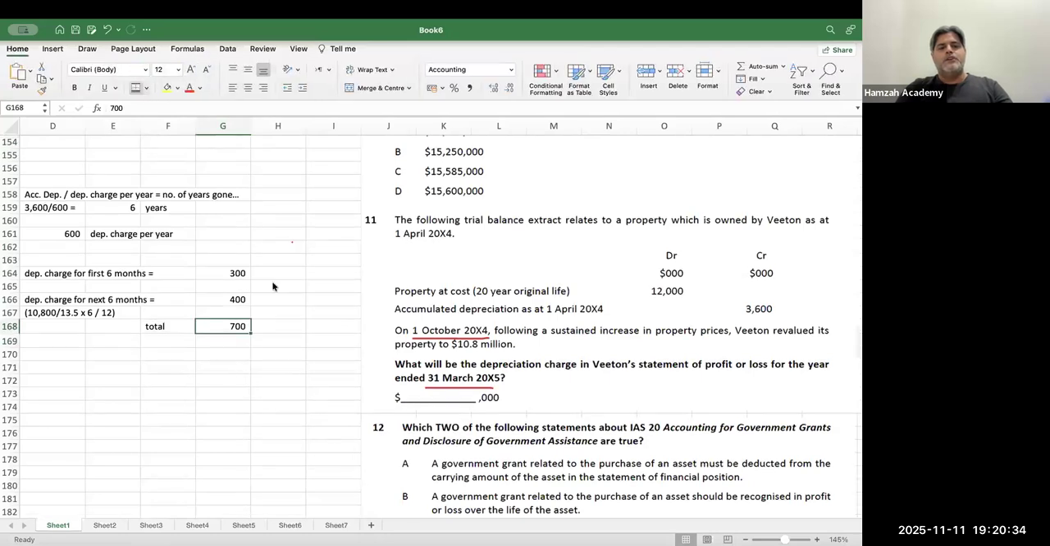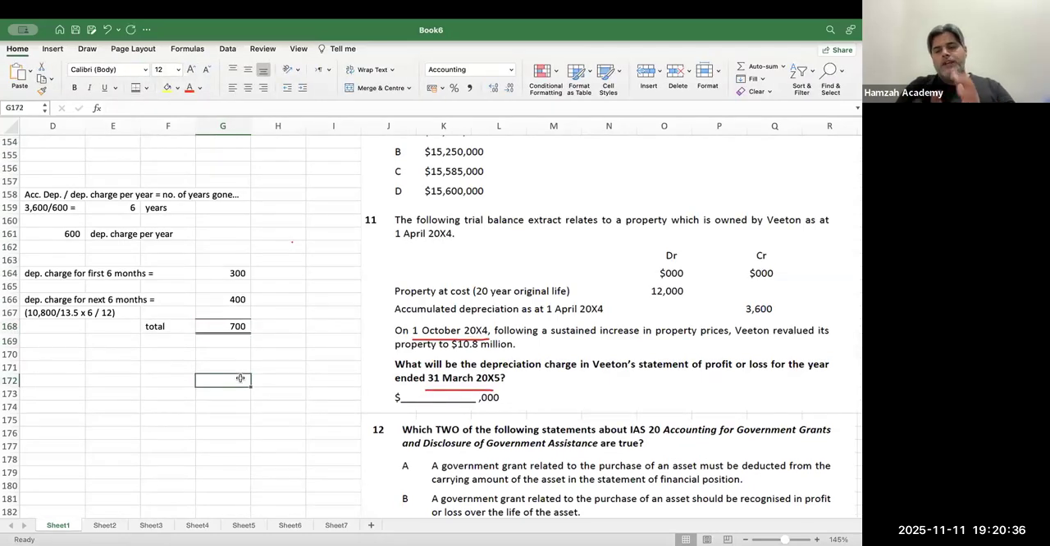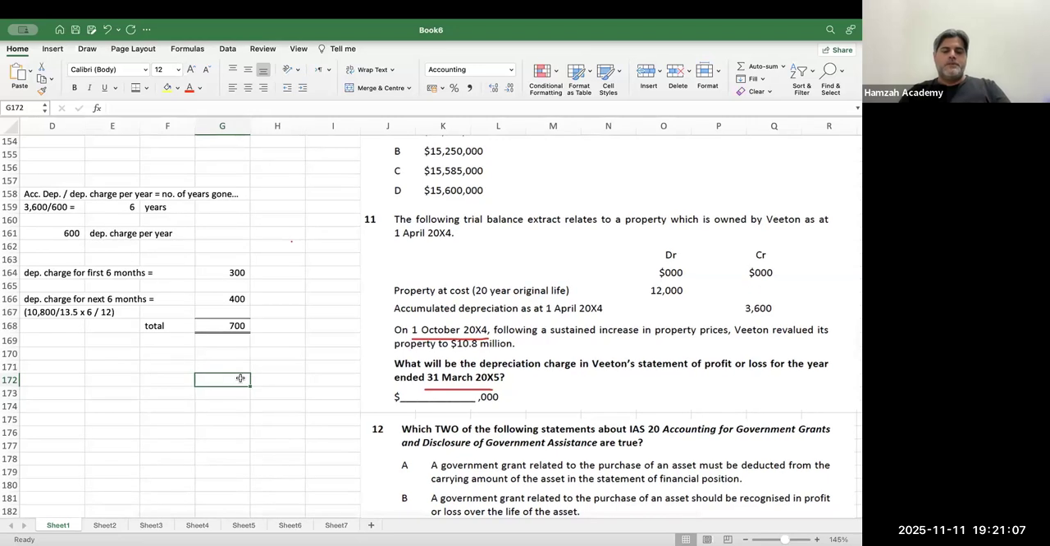I hope it's clear. So basically what we did over here is simple and straightforward: we calculated the remaining life on the basis of the accumulated depreciation and the depreciation charge, because we were not given the life. So we had to calculate it via the accumulated depreciation which is given to us, with the depreciation charge for the year as well.